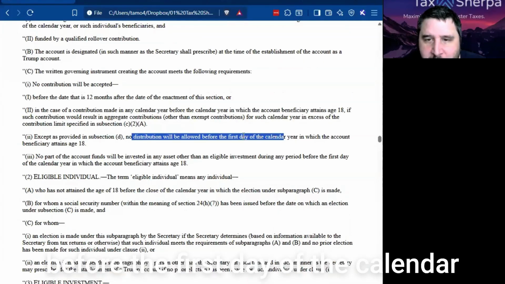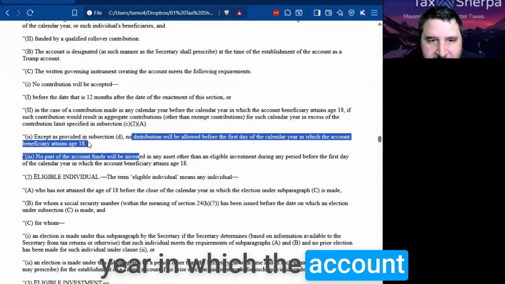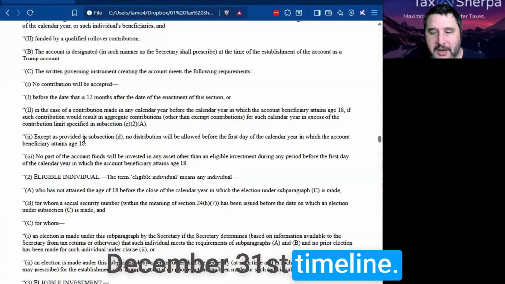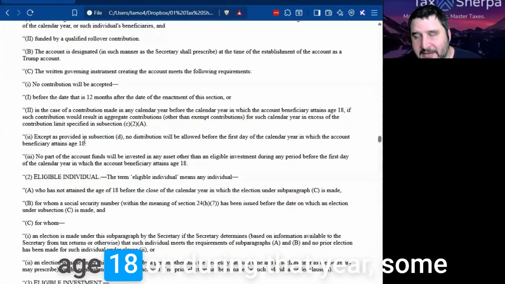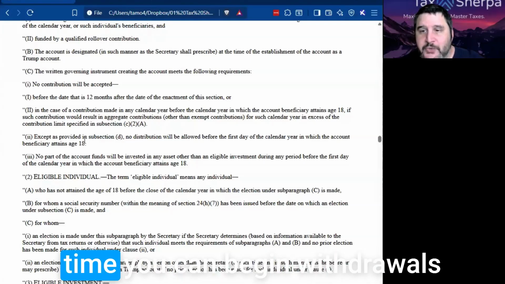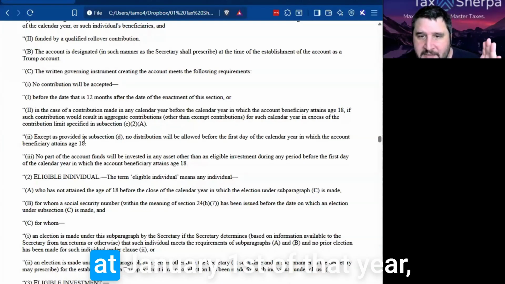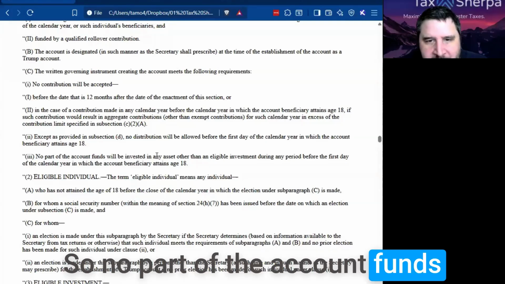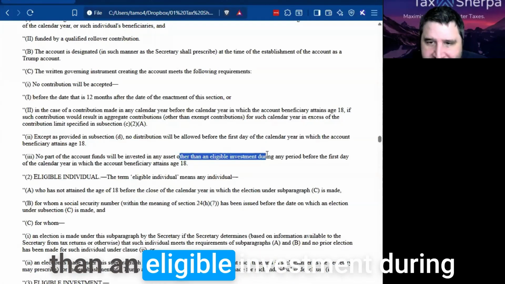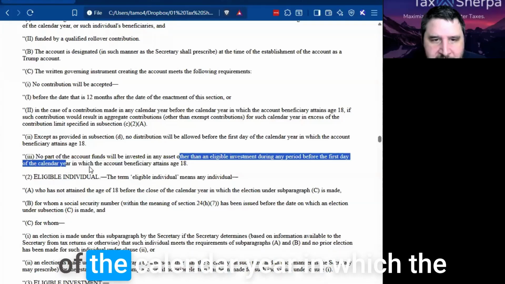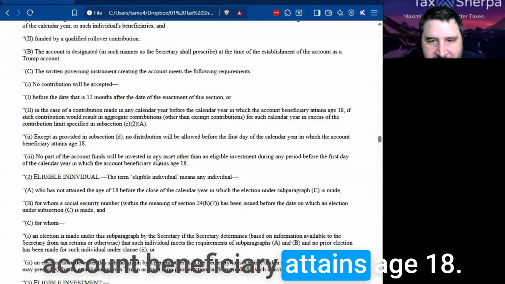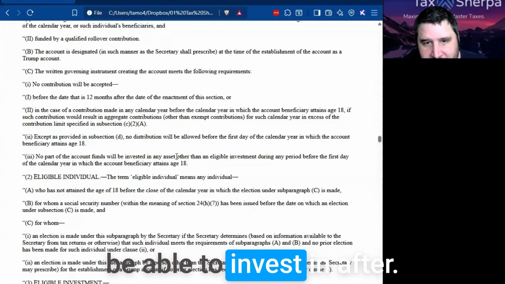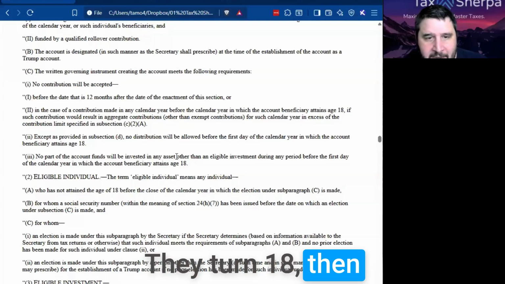No distribution will be allowed before the first day of the calendar year in which the account beneficiary attains age 18. So again, going to that December 31st timeline, in the year that the child reaches age 18 sometime during that year, you can begin withdrawals on January 1st of that year, whatever year that might be. So no part of the account funds will be invested in any asset other than an eligible investment during any period before the first day of the calendar year in which the account beneficiary attains age 18. So when they're 17 and younger, there's a very restricted list of things they're going to be able to invest in. After they turn 18, then apparently that opens up.